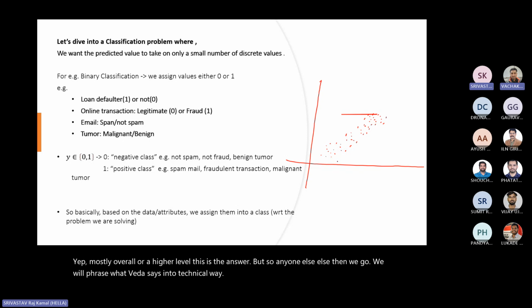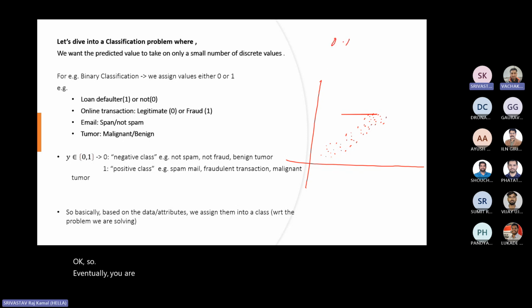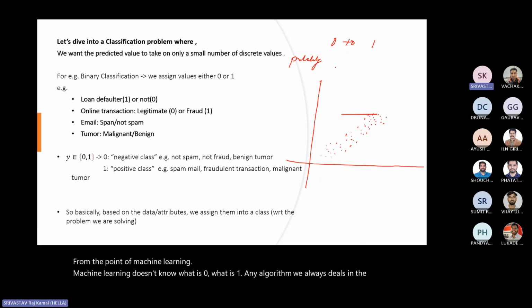Okay. So see, eventually you want to decide something into 0 and 1, but from the point of machine learning, the algorithm doesn't know what is 0, what is 1. We always deal in probability, right? So the probability that a person is going to default is 90%.